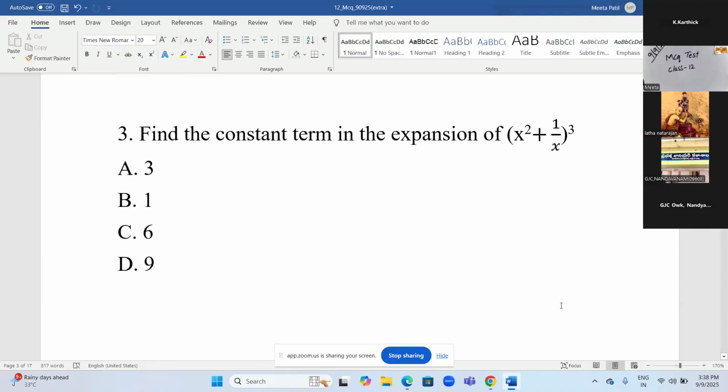Here is the next question: find the constant term in the expansion of (x square plus 1 by x) power 3. The options are A: 3, B: 1, C: 6, D: 9. Once again, I will repeat the question, students. Find the constant term in the expansion of (x square plus 1 by x) power 3. The options are A: 3, B: 1, C: 6, D: 9.